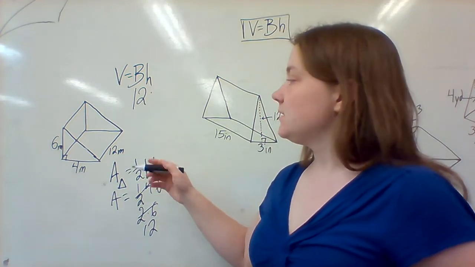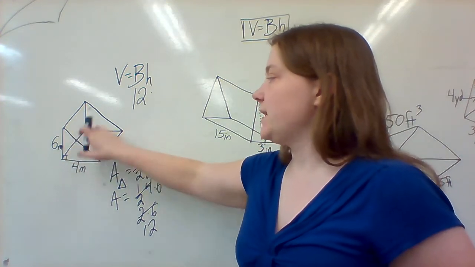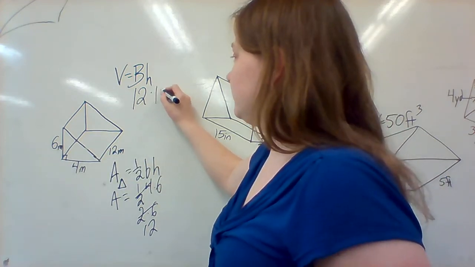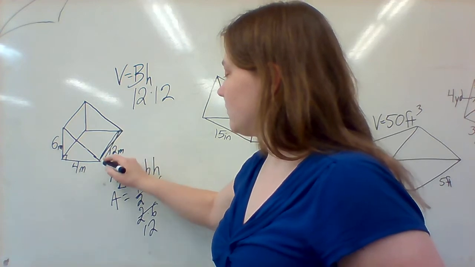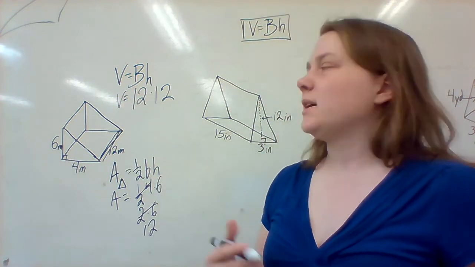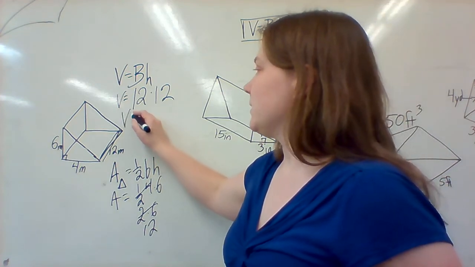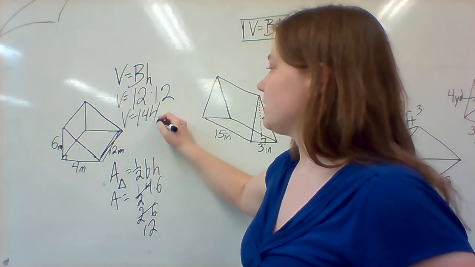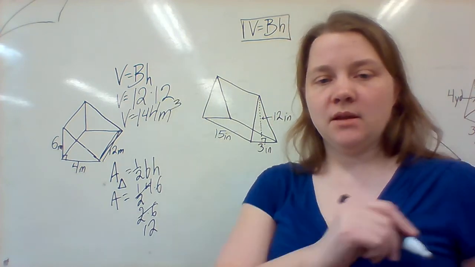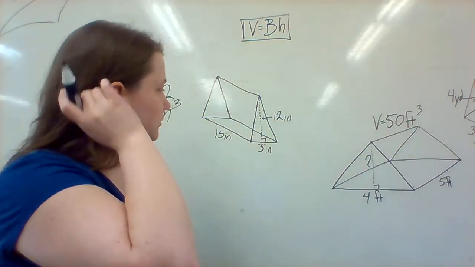The height is going to be the distance between the two bases, or, oddly enough, another 12. So now I have V equals 12 times 12. And I've done 12 times 12 enough to know that 12 times 12 is 144 meters cubed. Let's go ahead and take a look at another example.